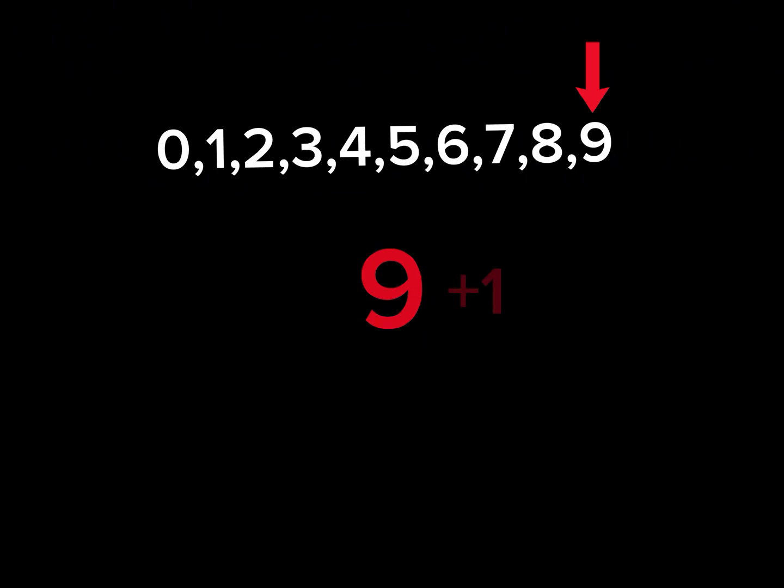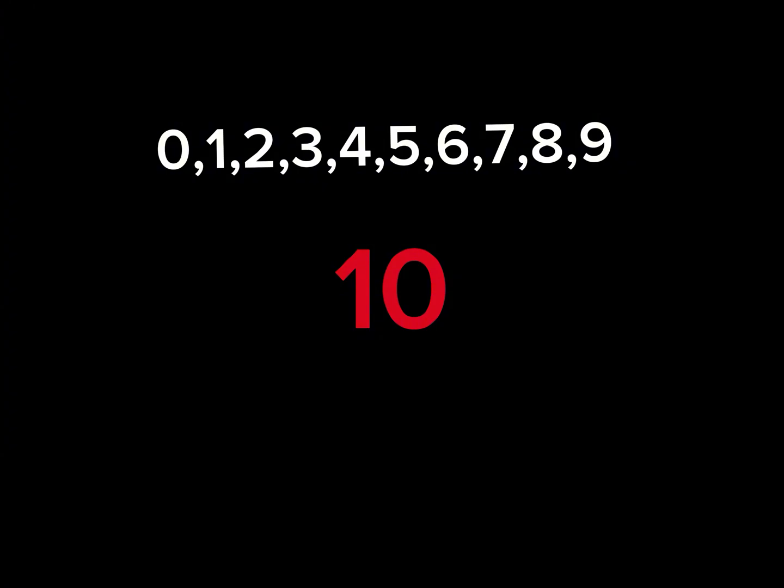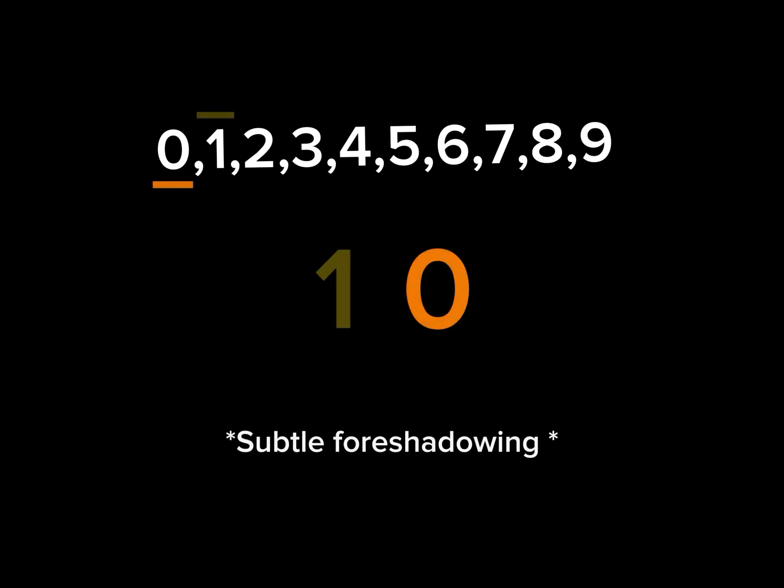Something weird happens when we add 1 to 9 though. We get a 10. I know, right? What's weird is 10 is not its own number. It's made of two numbers that we already have in our list, 0 and 1. Let's see why this is.